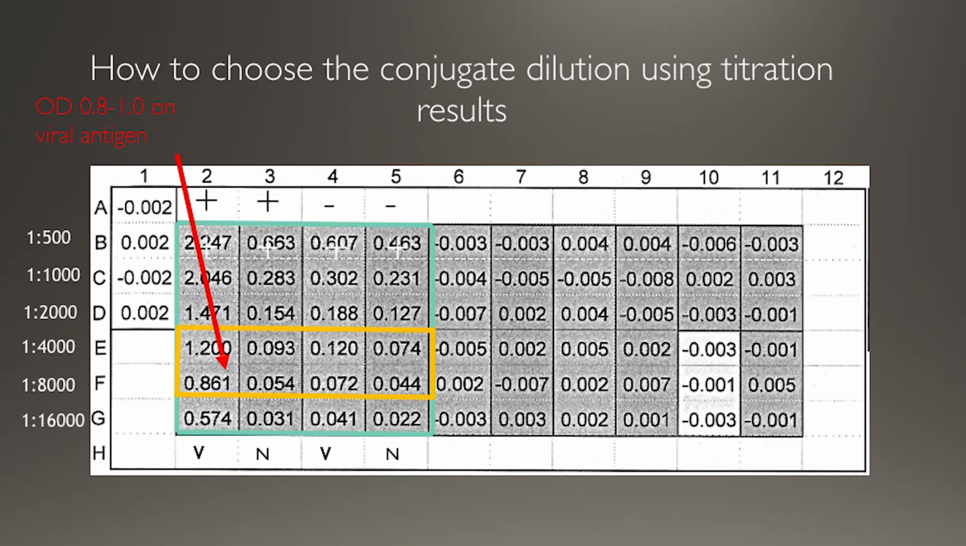The goal is to choose a dilution where the positive control gives an optical density of between 1.0 and 0.8, and concurrently gives an optical density of less than 0.2 for the negative control, ideally 0.05 to 0.1. Here we can see that the OD of 1.0 lands between the 1 to 4000 and the 1 to 8000 dilution. For this particular product, we chose 1 to 5000 as the working dilution.